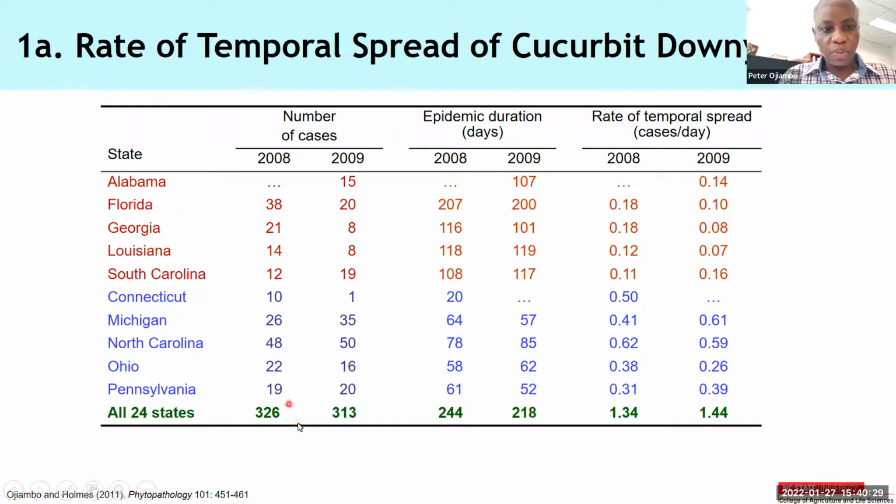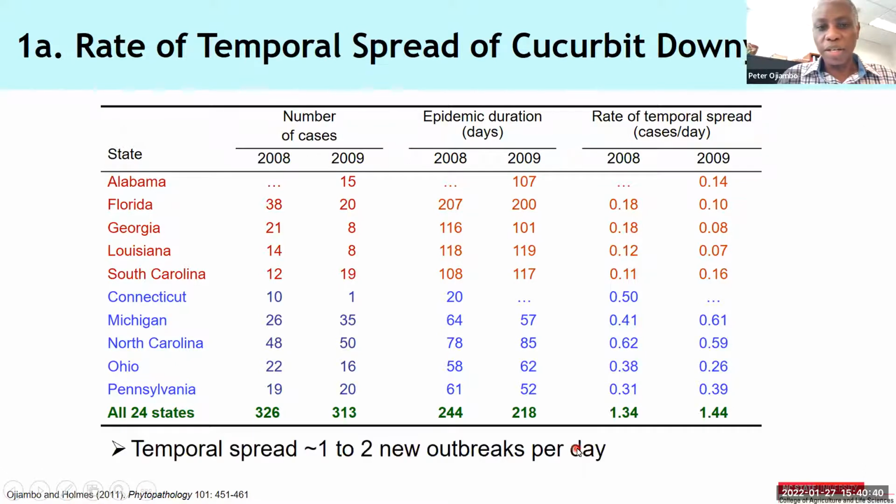But if you look across all the 24 states, based on the epidemic duration and the total number of cases that we collected in those 2 years, we have about 1 to 2 new outbreaks occurring per day. So when the disease starts, this information can help us determine how fast the epidemic is likely to occur over a certain number of days or over the growing season.